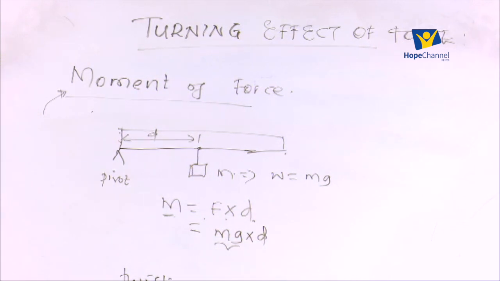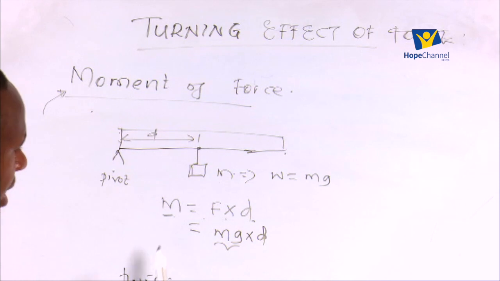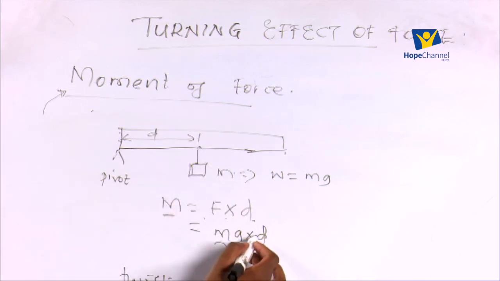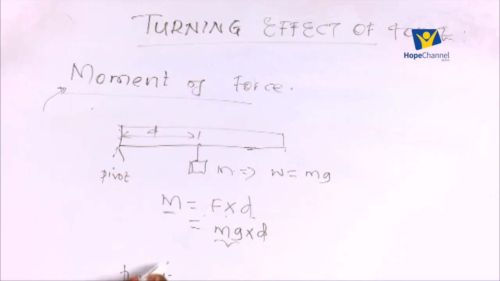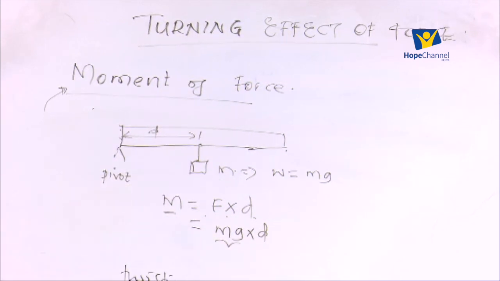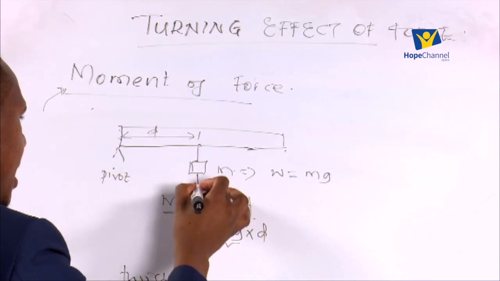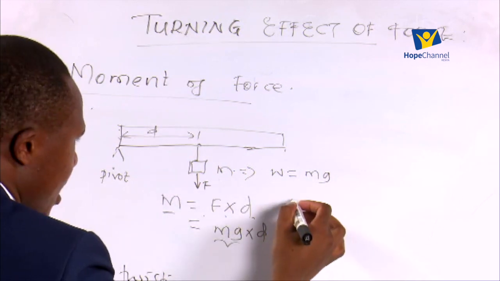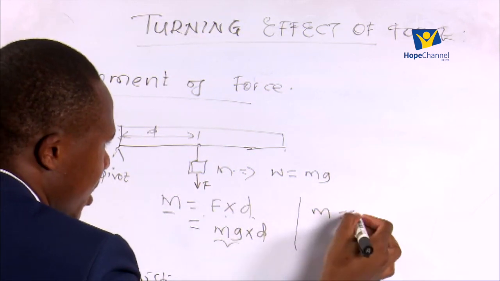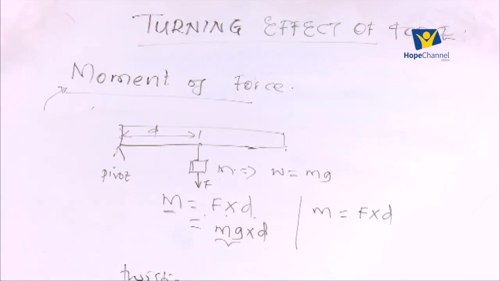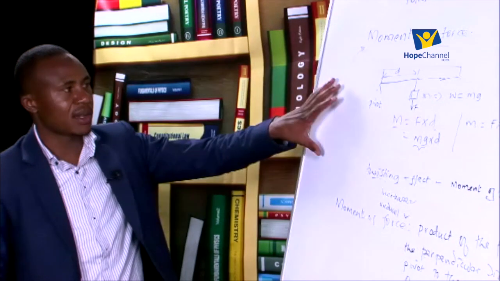This word perpendicular is very important. We shall make use of it later. The perpendicular distance from the point of support to the point of application of the force is d. So the moment becomes mg times d. But sometimes we will be given the force itself, say F, instead of the mass. So the moment will be equal to F times the perpendicular distance, which is d in that case. So this is what we call the moment of force.